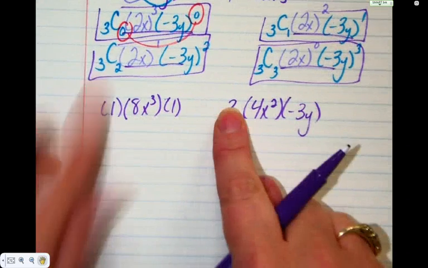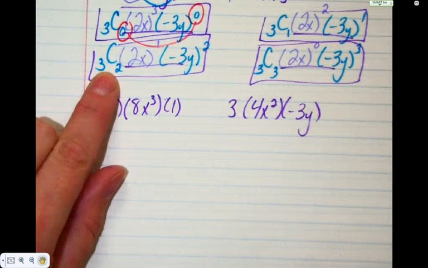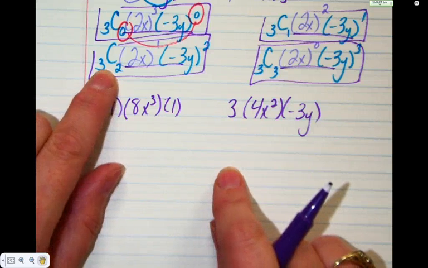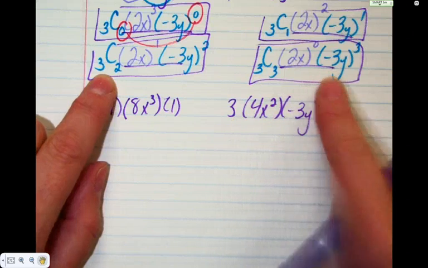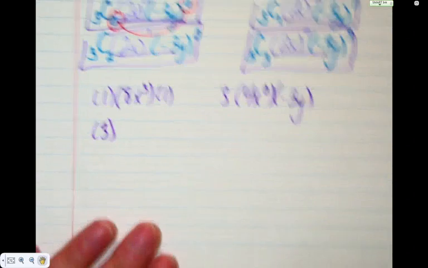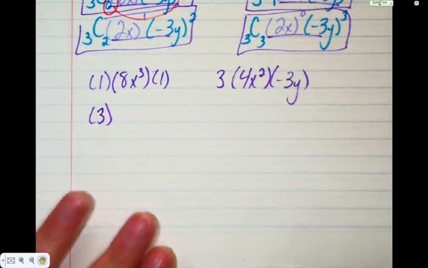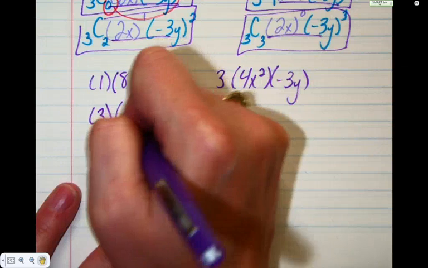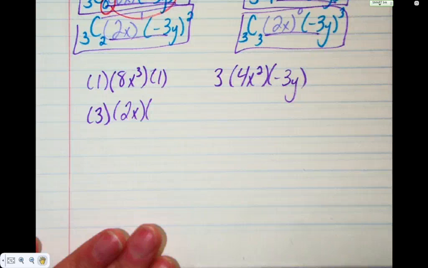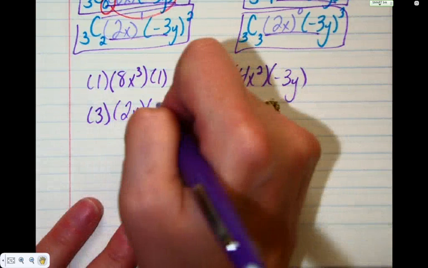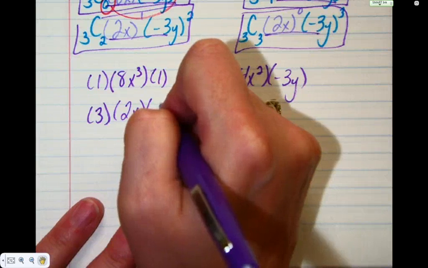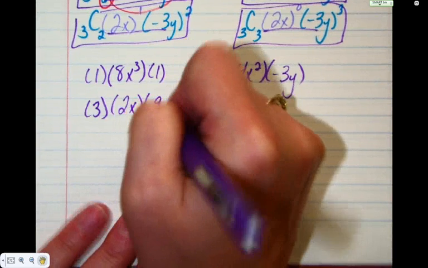So we've got 1, we've got 3. We don't even need to do much thinking here. 3C2 has to be what? So if it went 1, 3, and there's 4 terms, it's got to go back down. 3 and 1. So this one has to be 3. 2x to the 1, 2x. Negative 3y to the 2, so we have to do negative 3 squared, 9y squared.